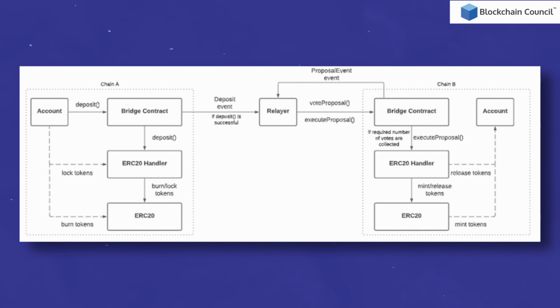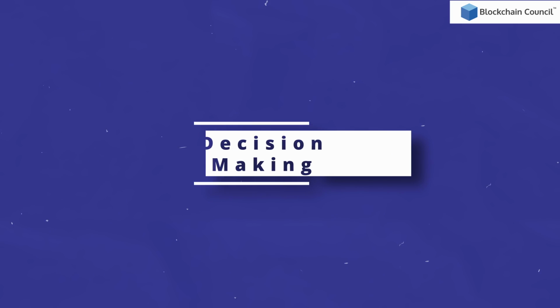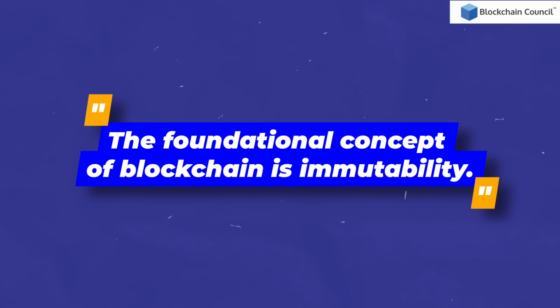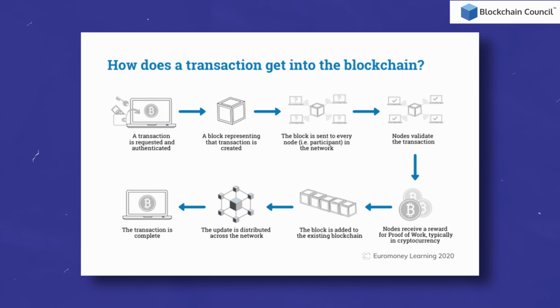It's the heart of a blockchain. Let's now see how decisions are made to change transactions on-chain. The foundational concept of blockchain is immutability. Transactions recorded on a blockchain are considered almost unchangeable once they're confirmed and added to a block. This feature ensures data integrity and builds trust in the system.